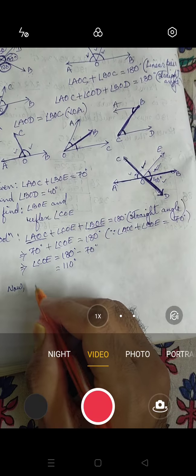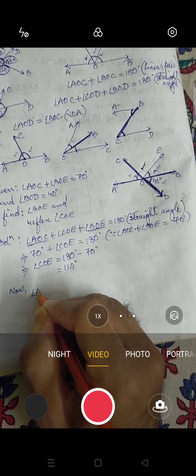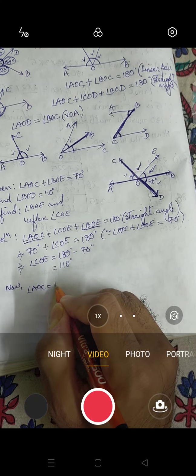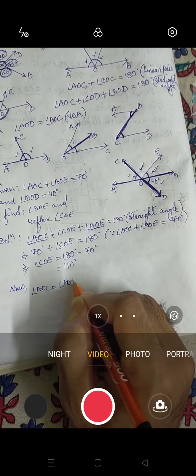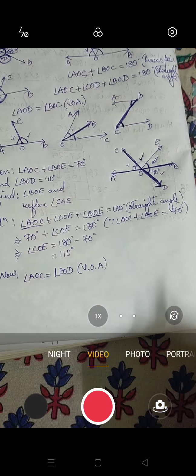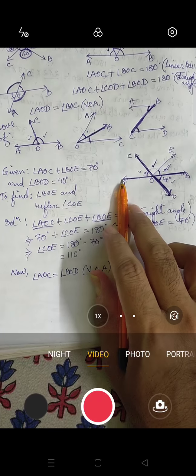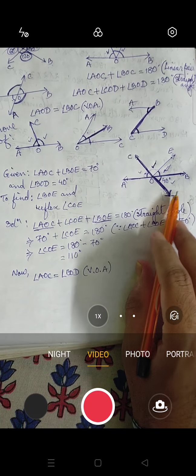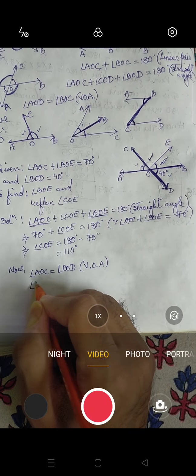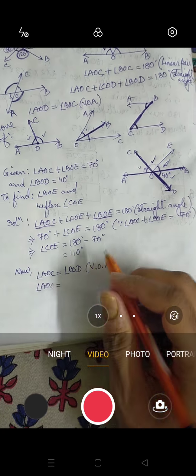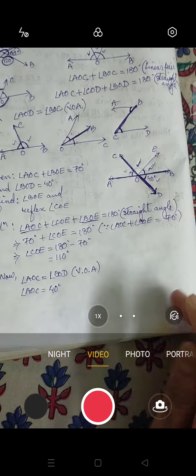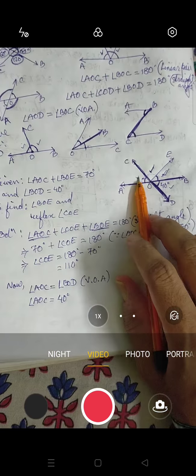Now can we say that angle AOC equals angle BOD? Why? I'll be writing in short, vertically opposite angle. Okay, angle AOC, this angle, is equal to angle BOD, vertically opposite angle. Now we already know that BOD is 40 degree. So we got 40 degree. Okay, so we got this as 40 degree.